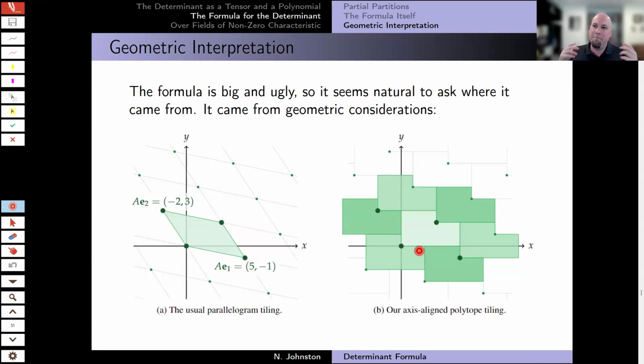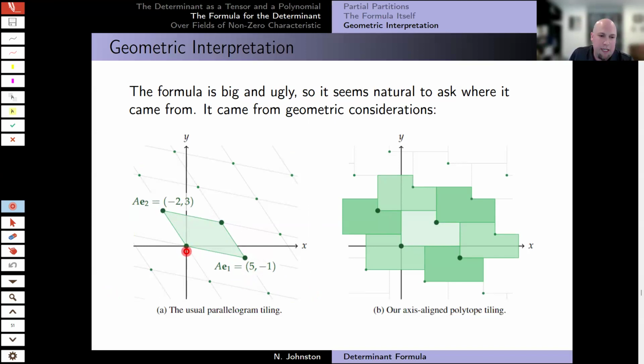The determinant measures areas of parallelograms or parallelepipeds, or rather signed areas or signed volumes of parallelograms or parallelepipeds, right? You think of it as a linear transformation, and it takes a square or a cube or whatever, and it turns it into a parallelogram, and you're measuring the signed area or volume of the output of that. So it gives you this picture on the left. If I have a matrix that has columns (5, -1) and (-2, 3), then I plot those vectors, make a parallelogram out of it, and the determinant tells me the signed area of this parallelogram.